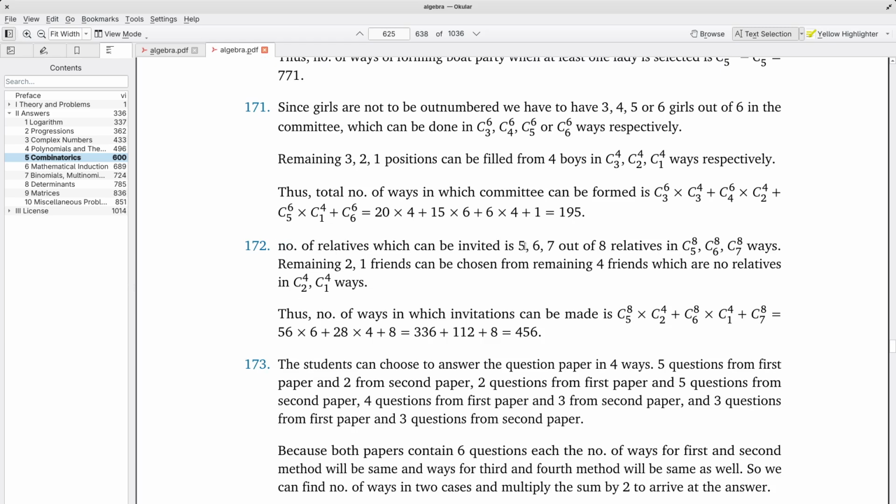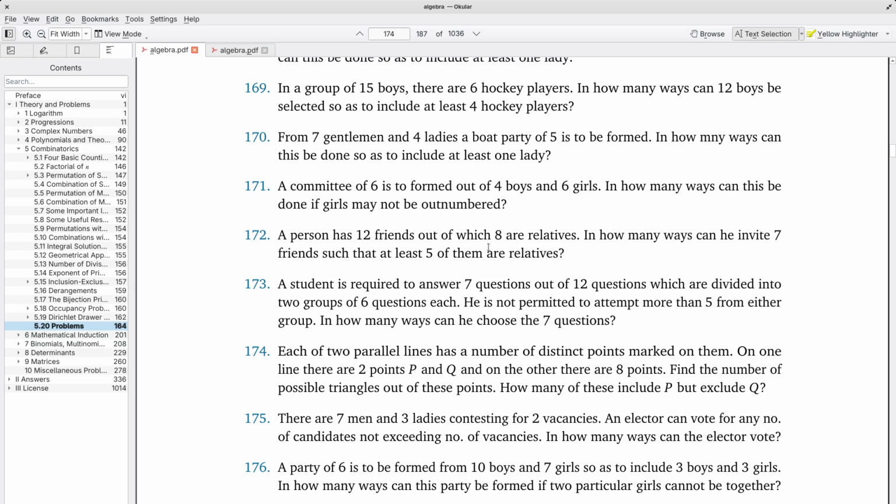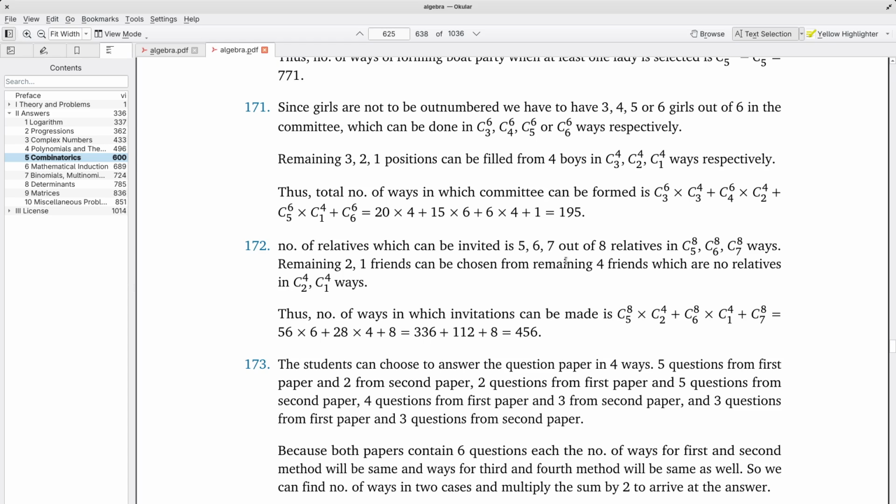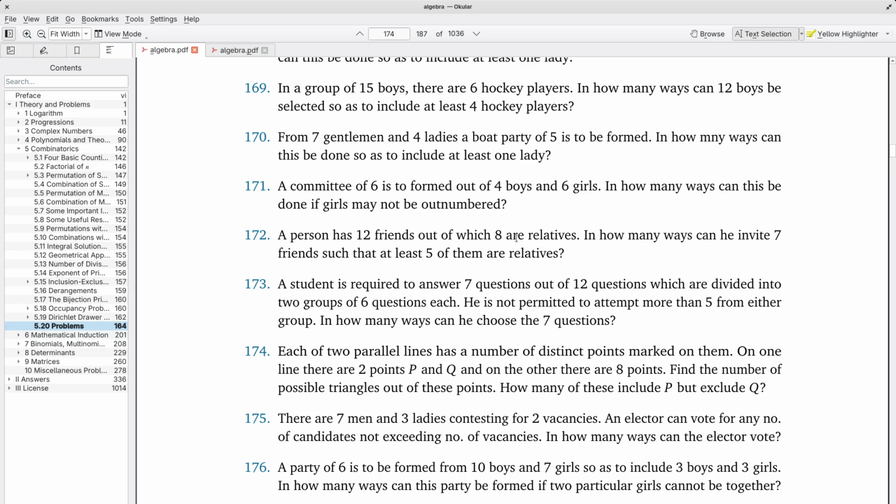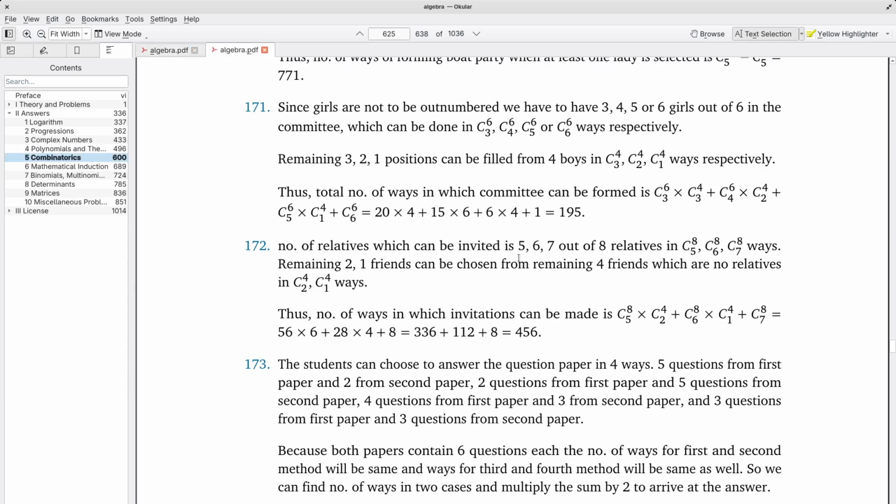Now, total 7 have to be invited, right? Yeah, total 7. So if we invite 5 or 6 relatives, he can invite 2 or 1 friends. When he invites 7 relatives, he can invite 0 friends. Now, how many friends are there? 4 friends are there, which are not relatives. So this can be done in 4C2, 4C1 ways. And again, you multiply pairwise, you get the answer as 456.